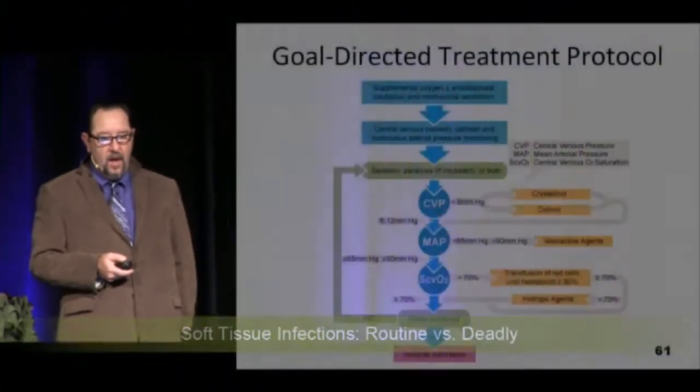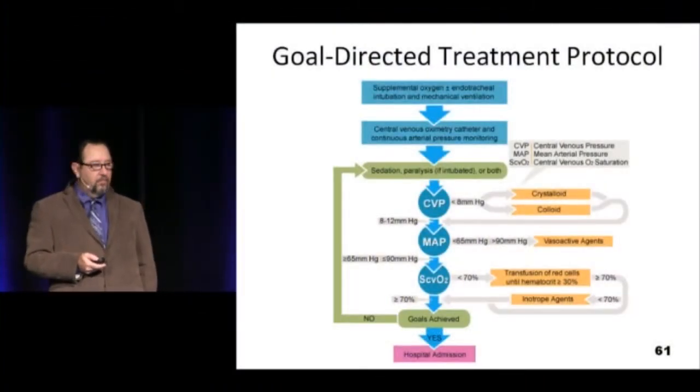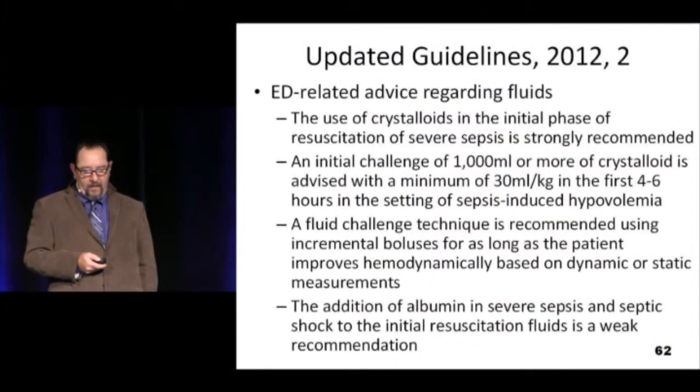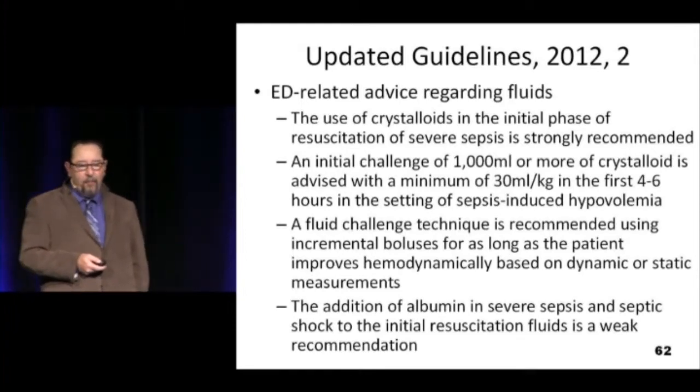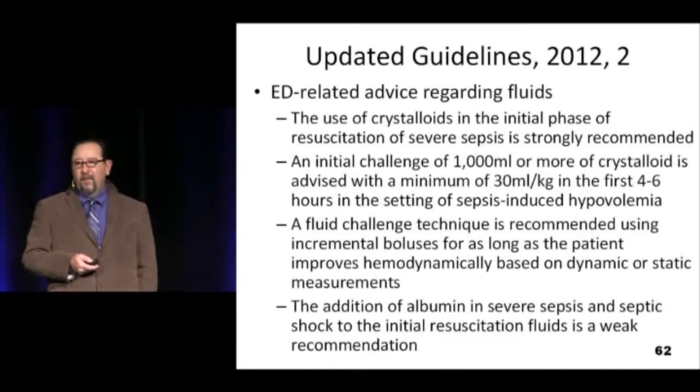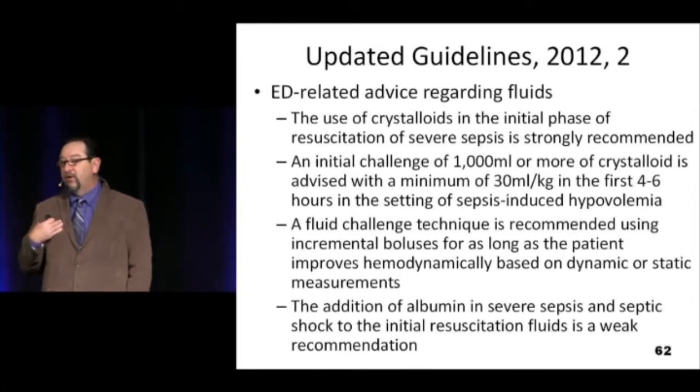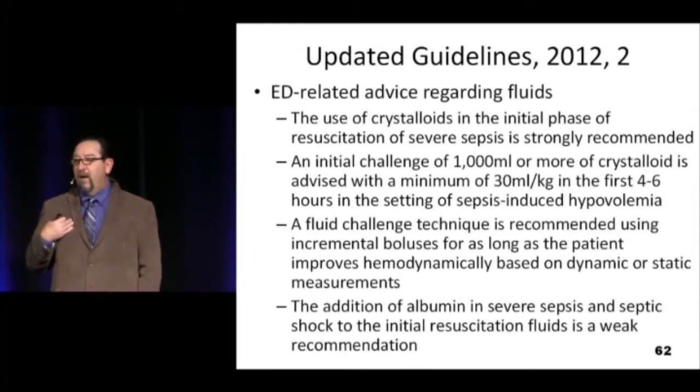Okay. Here's the goal-directed protocol. You've seen it before. And in terms of fluids, crystalloids, initial challenge of 1 liter. Here you can see they're going minimum 30 mL per kg. I told you we're 40 at our hospital. Albumin in severe sepsis, weak recommendation. In fact, most of the literature says albumin makes them worse, except, at least my read of the literature, the only place albumin's been proven to help is when they have hepatorenal syndrome. It's the only place that albumin helps.